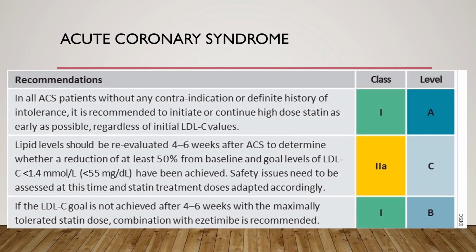In patients with acute coronary syndrome, in all ACS patients without any contraindication, you should give high dose statins. The LDL level should be less than 55 milligram per deciliter, or aim for a reduction of 55% from baseline. If LDL is not achieved after 4 to 6 weeks with maximum tolerated statin dose, combine with ezetimibe. So you wait for 4 to 6 weeks and test for the target. If the patient is not at target, you add ezetimibe.